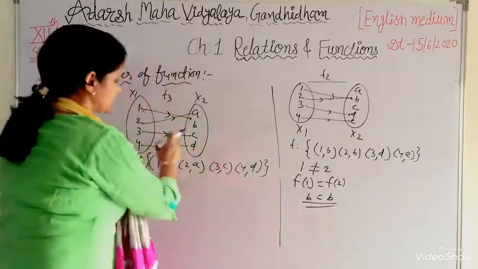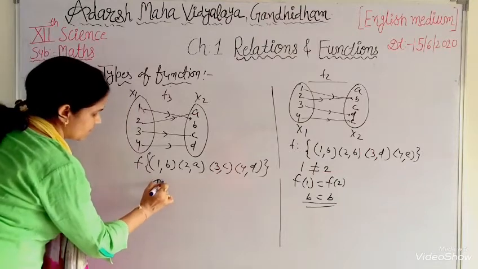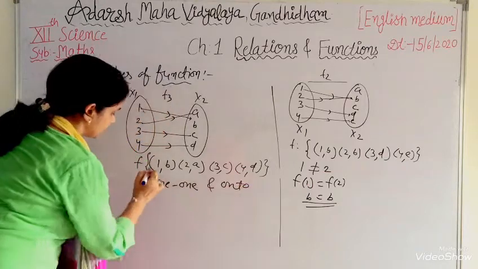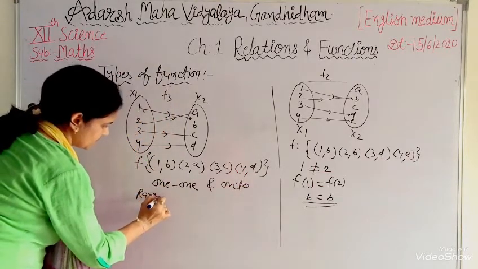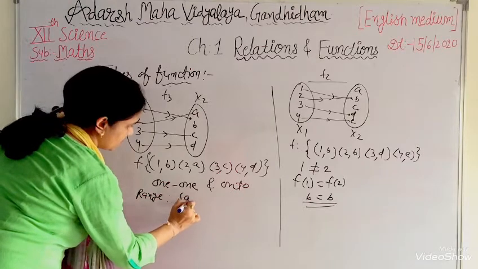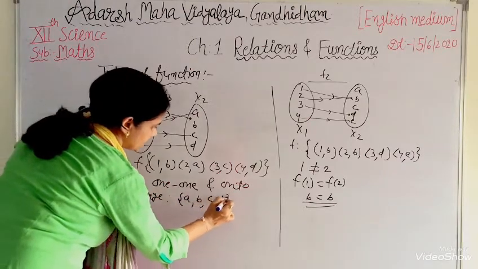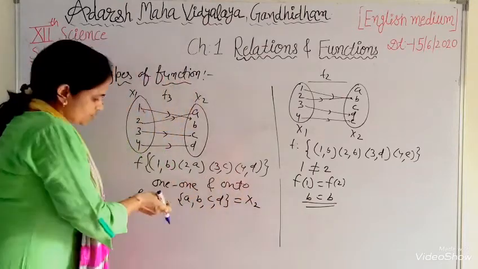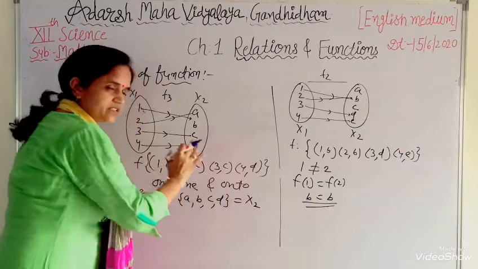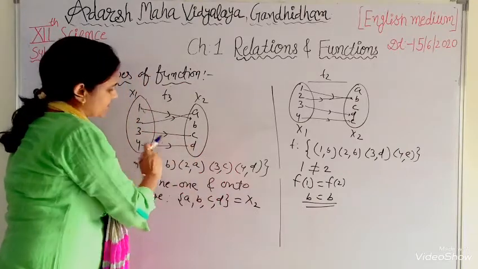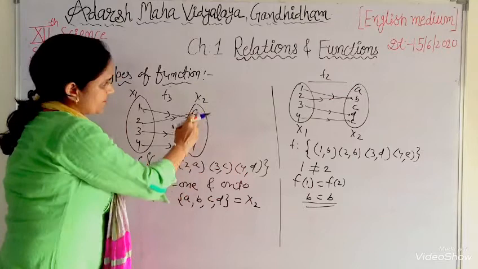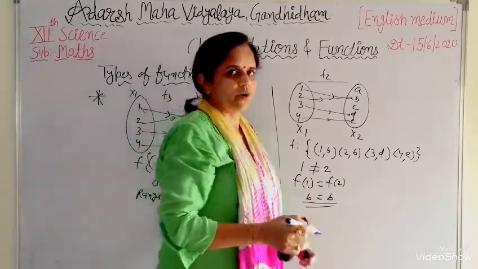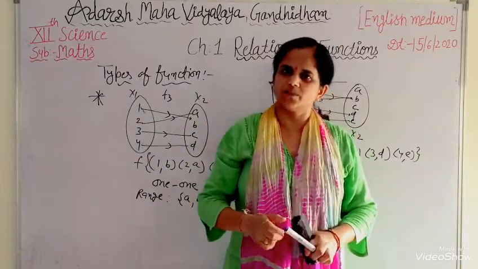So which type of function is this? It is one-one and onto. Since the range, here the range is A, B, C and D, the range is equal to set x2. So the function is onto. And different elements are also related to different elements of x2, so it is one-one also. Okay students, now let's start exercise 1.2.